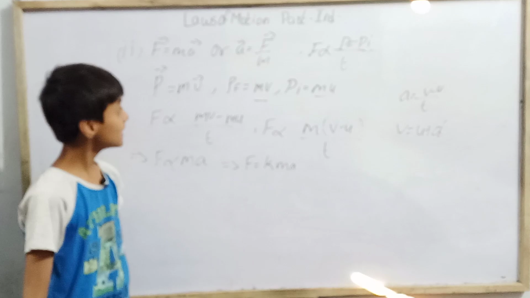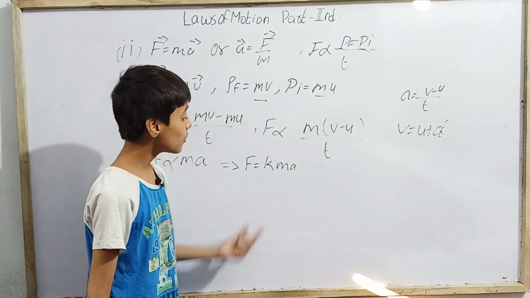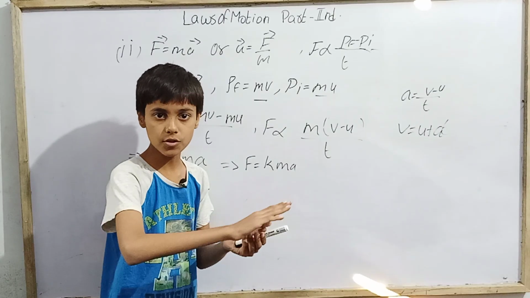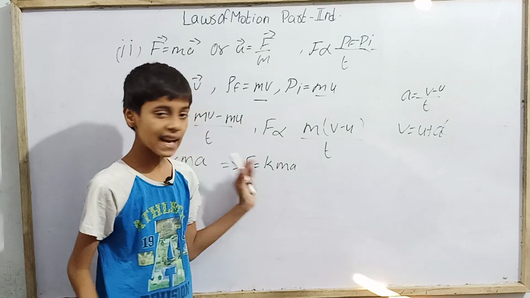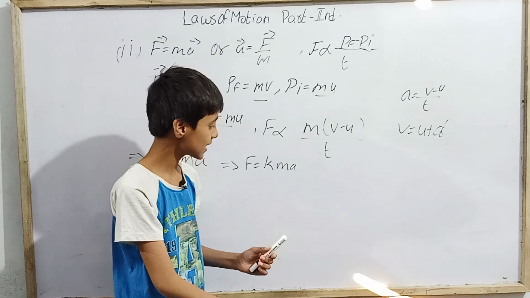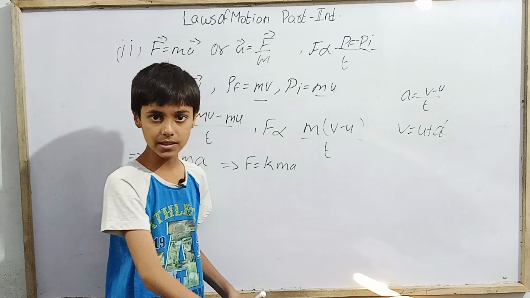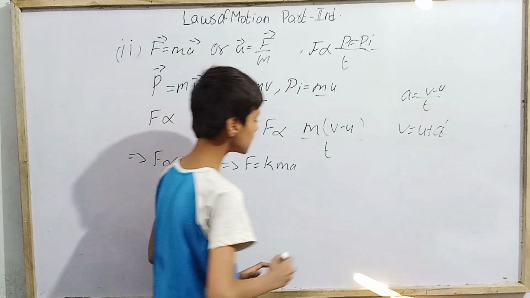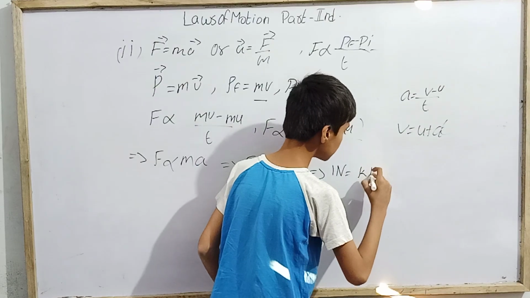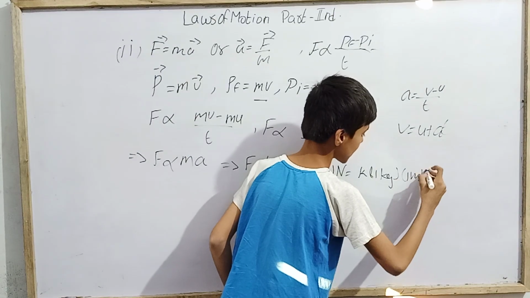This we got, but here it is again F equals ma, and here F equals kma. So all we have to do is suppose a force acts on the particle, and that force is 1 Newton. Suppose the mass of the particle is 1 kg and the force accelerates the particle by 1 meter per second square. So according to this, if I write, 1 Newton is equal to k into 1 kg into 1 meter per second square.